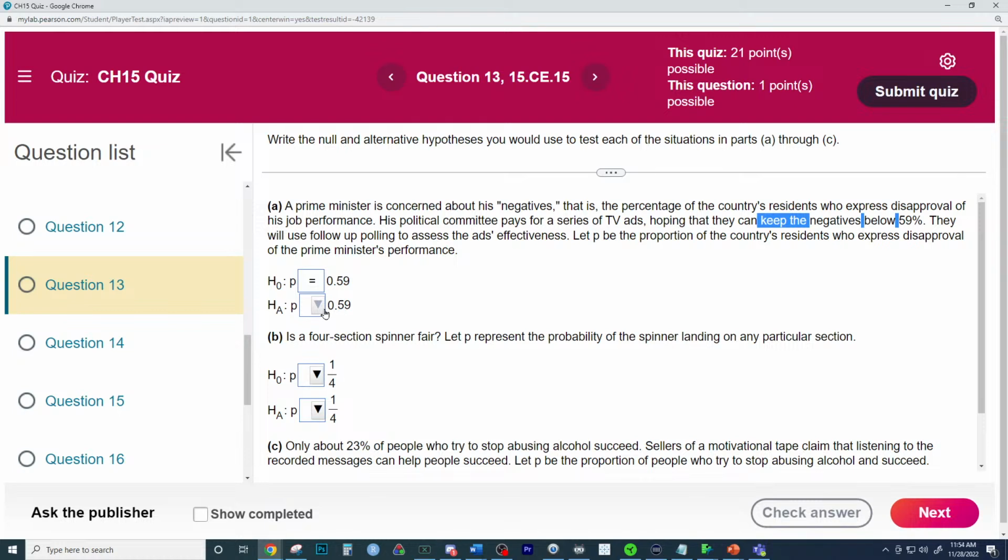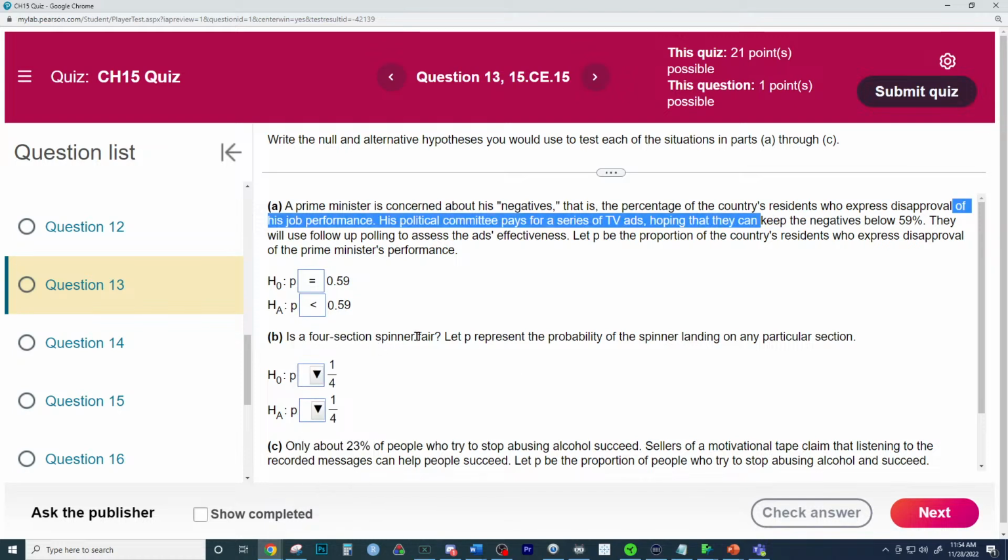They're trying to show evidence that the true proportion of negatives will be what? 59%. They want to show evidence what here? They want to show evidence it is less than. Exactly. So that's keeping it below.